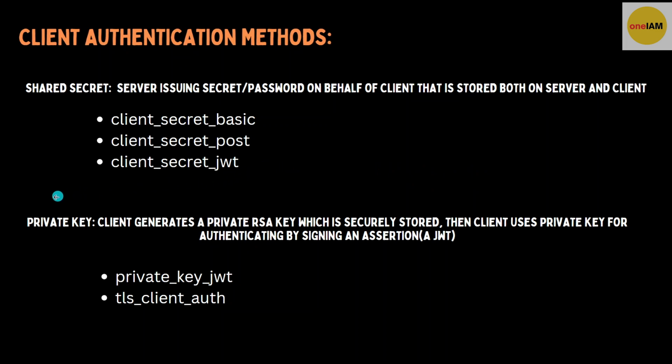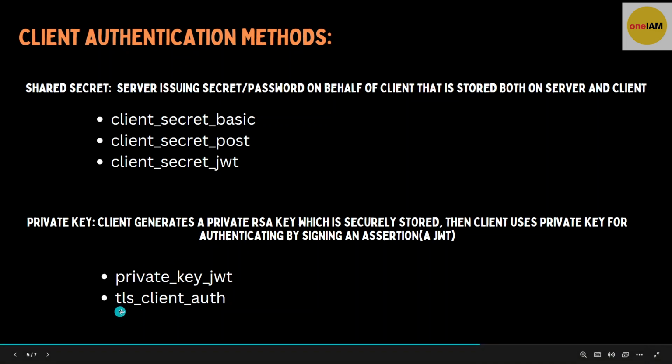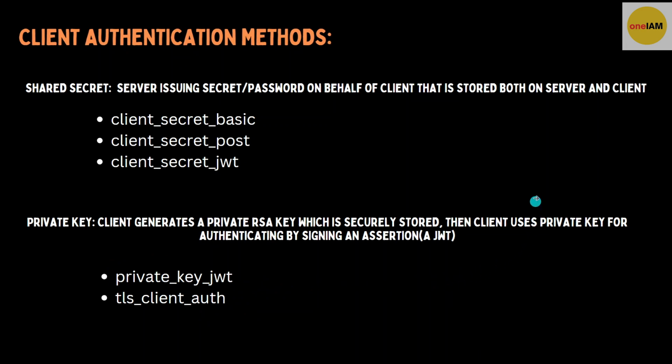And then the other mechanism is private key. The major difference here is that the client generates a key pair, a private key and a public key, which is then securely stored. The client then uses this private key to authenticate itself by signing an assertion, a JWT. There are two ways of doing this: private key JWT and TLS client auth. Today we are going to look into private key JWT.